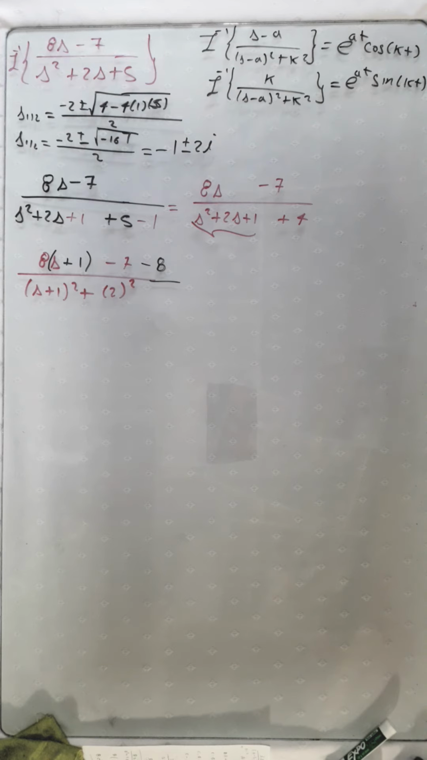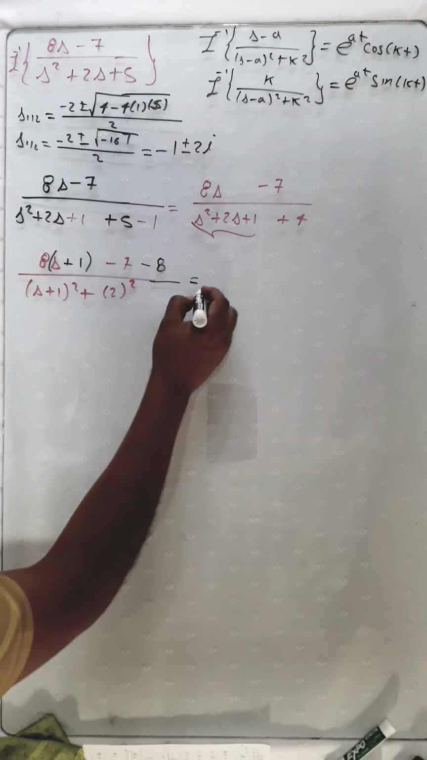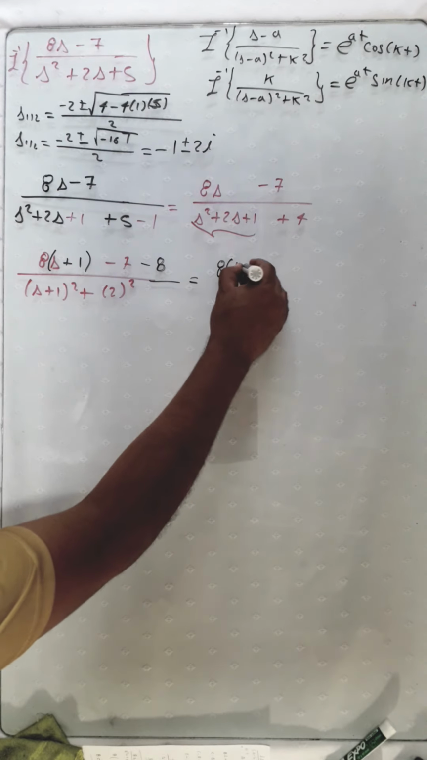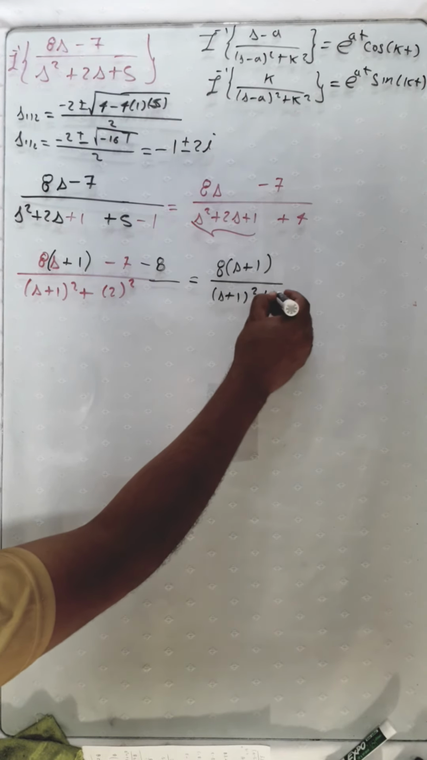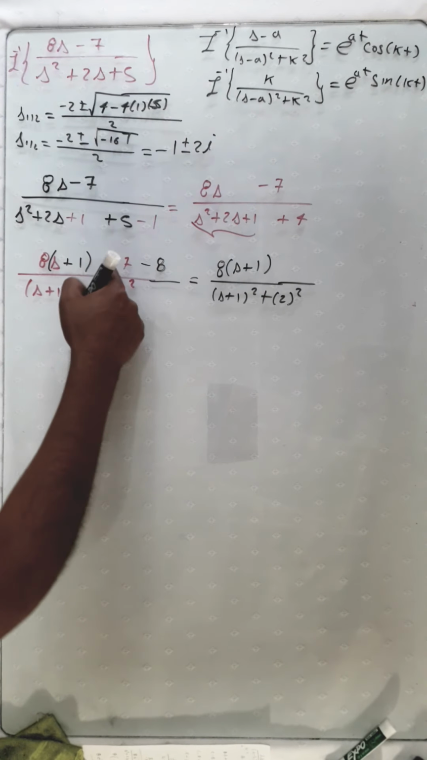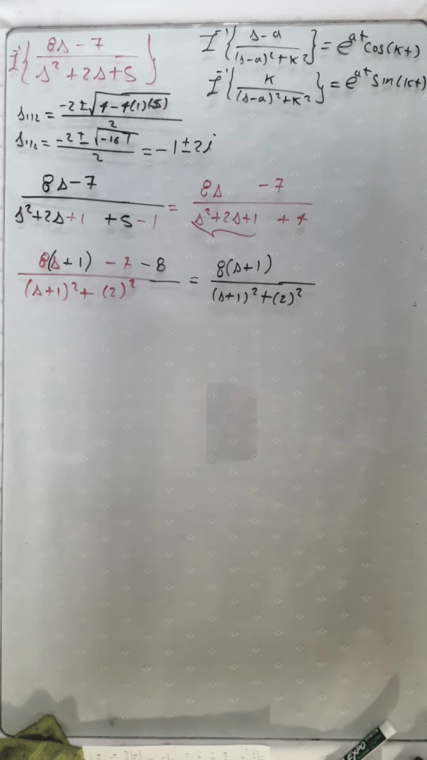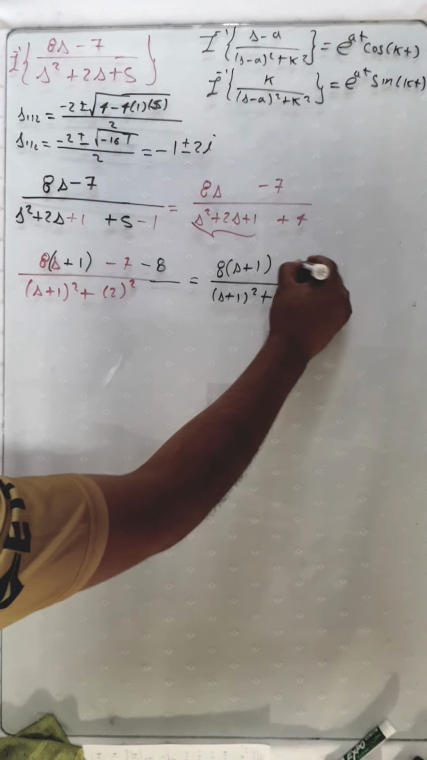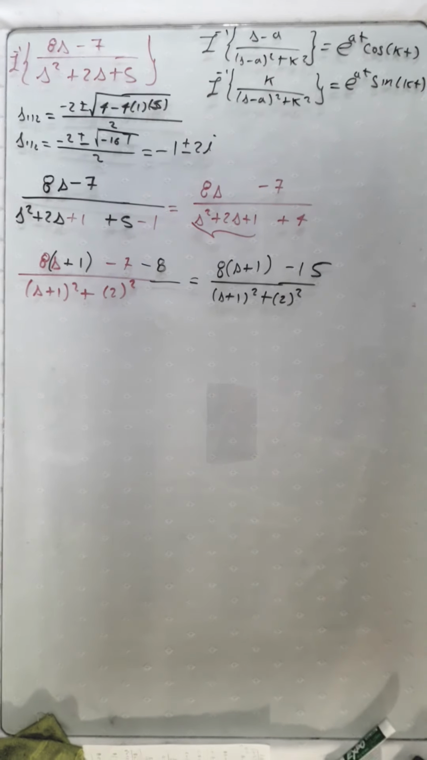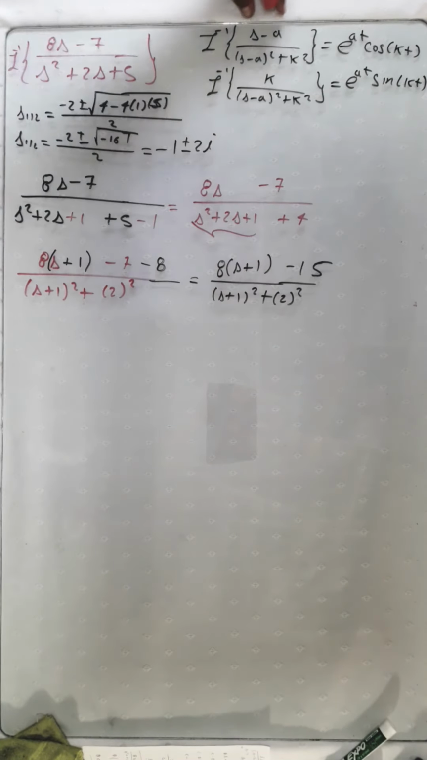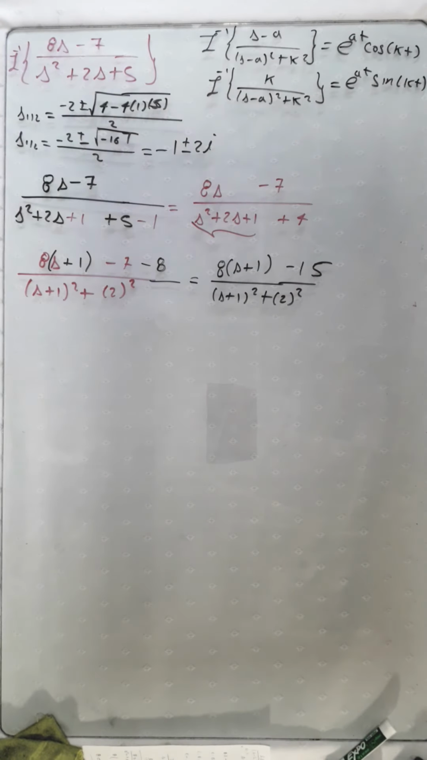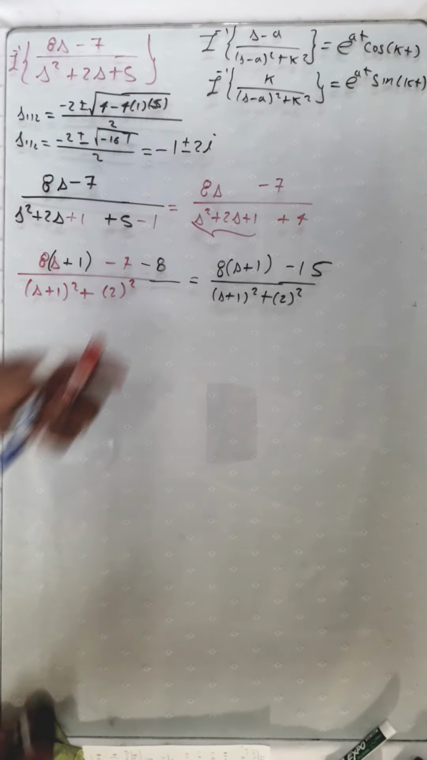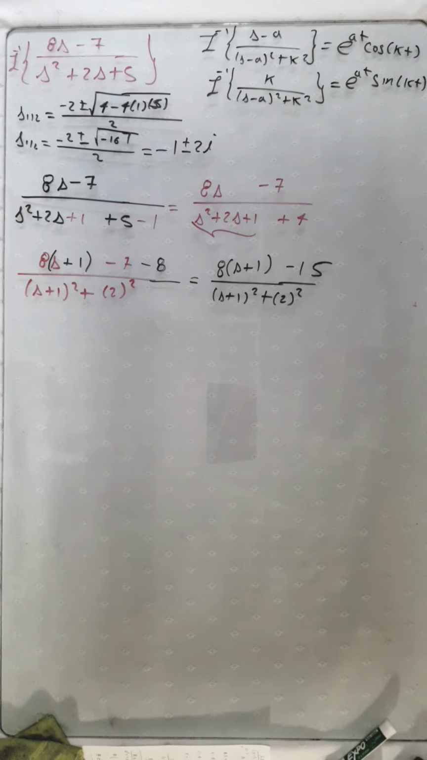Alright, so what we have is the following. 8s plus 1 over s plus 1 squared plus 2 squared, and then minus 7 and plus 8 is going to be minus 15. Okay, now we have this with the same shift, and we have the number just like here. So we are going to split this fraction into fractions like this.